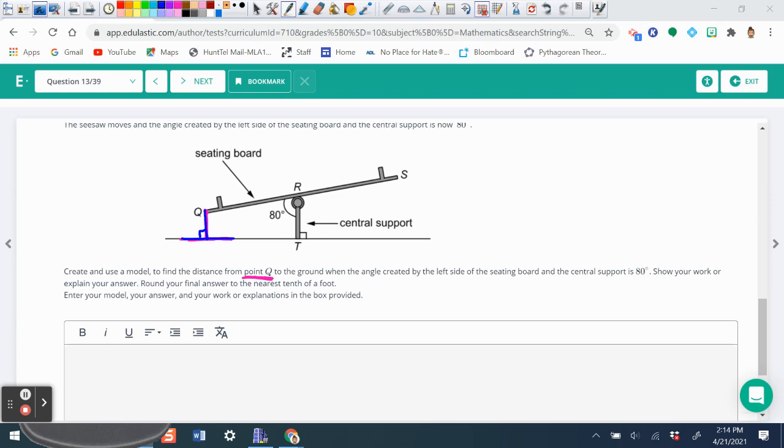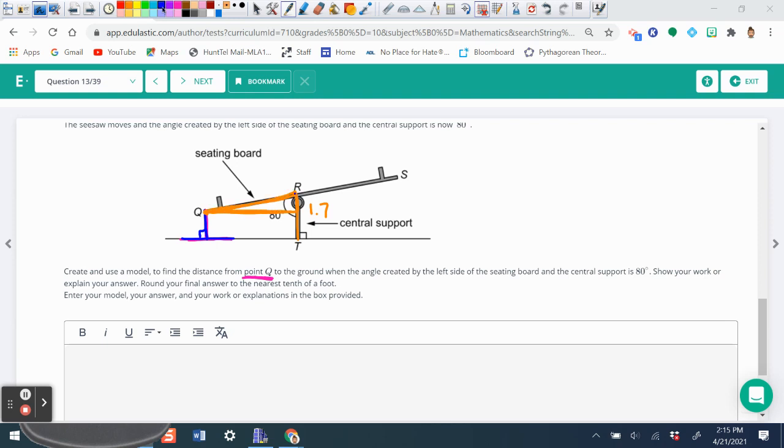So our task is to find Q. Now this is one way I'm going to approach it. There's other ways, and if you search for this on the internet, you'll see other ways to do this. But we already know that the length from RT is 1.7 feet. So what I'm going to do is create a perpendicular segment from point Q that is perpendicular to RT. In other words, making this right triangle here.